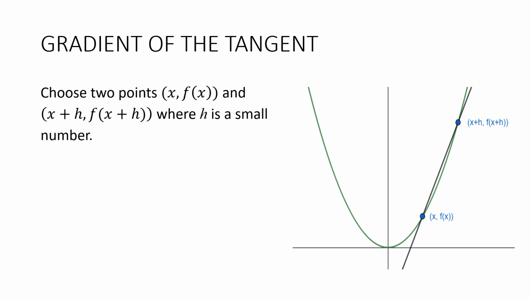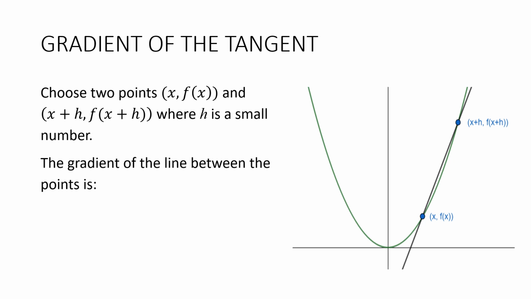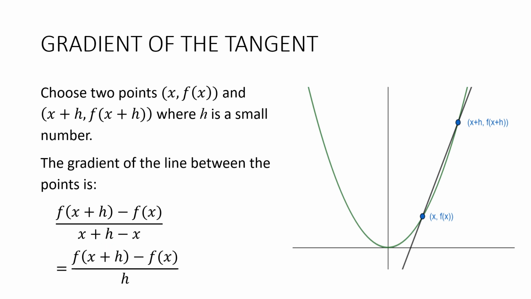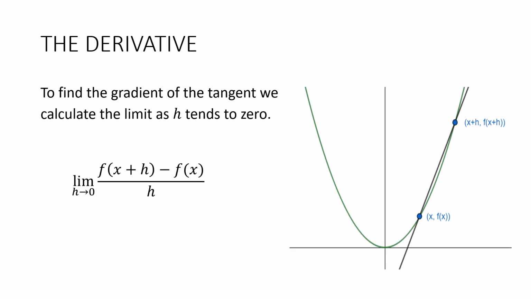Okay, let's get into the formal theory. We're going to choose 2 points, x and f of x, which is down here, and then x plus h and f of x plus h. And h is a small number. The gradient of the line between the 2 points is going to be the difference in the y values over the difference in the x values. And we can tidy up this denominator. So there's the gradient of the line between those 2 points. And so to find the gradient of the tangent, we calculate the limit as h tends to 0 of the gradient function.